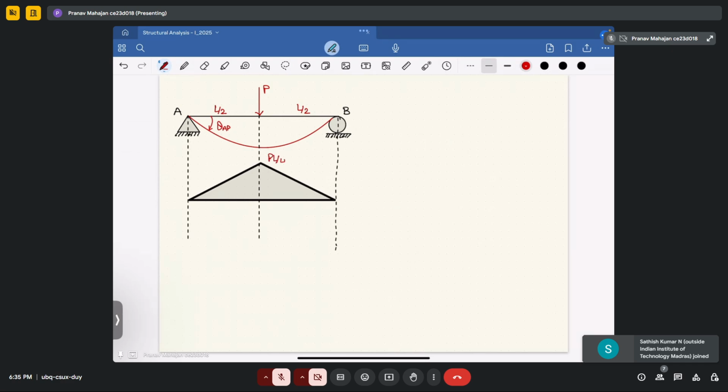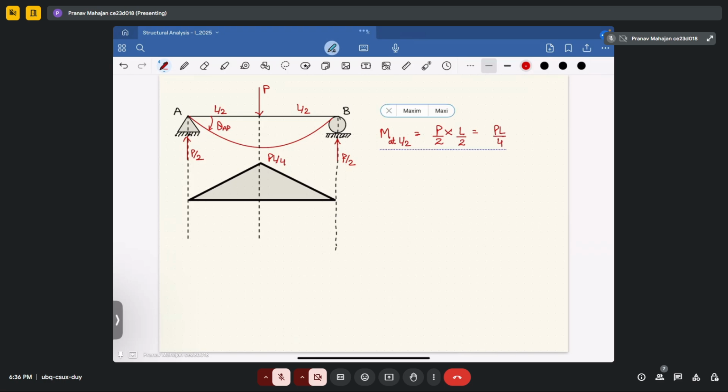PL by 4. Fine. If anybody wants to know how this PL by 4 came, so moment at L by 2, how will we calculate? If this is load P, what will be the reaction here? This will be P by 2, and this will also be P by 2. So your moment at HH section will come out to be P by 2 into L by 2, because at center it will give you PL by 4. Now you have determined the bending moment diagram.